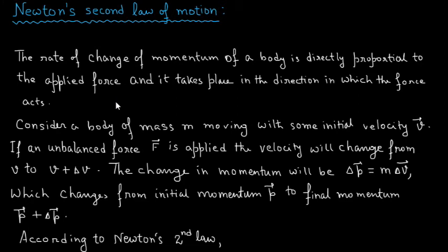The change in momentum will be delta p, which is equal to m multiplied by delta v, which changes the initial momentum p to the final momentum p plus delta p.